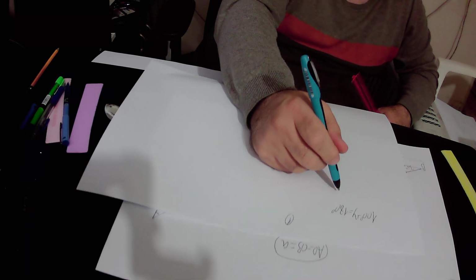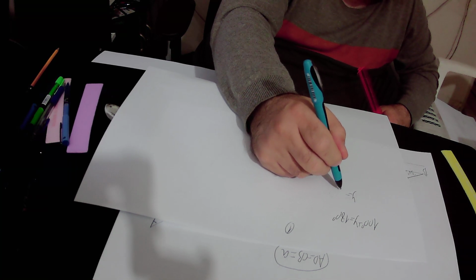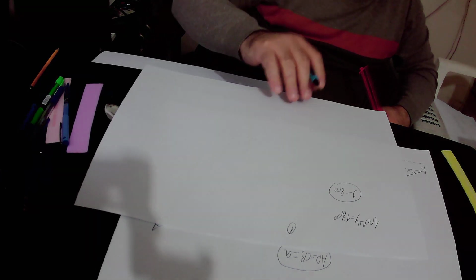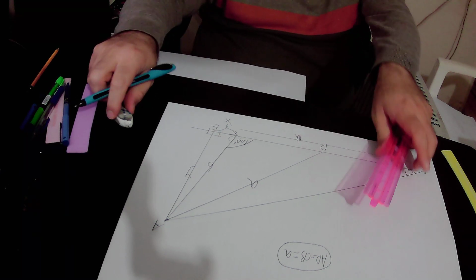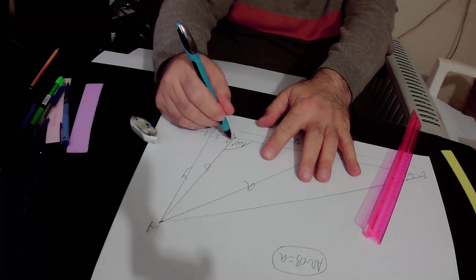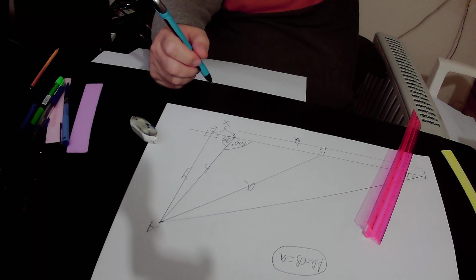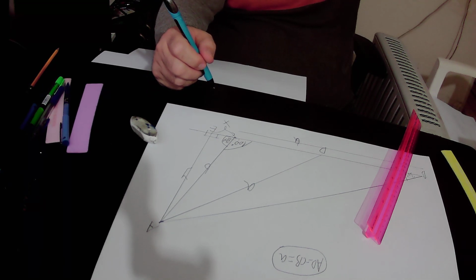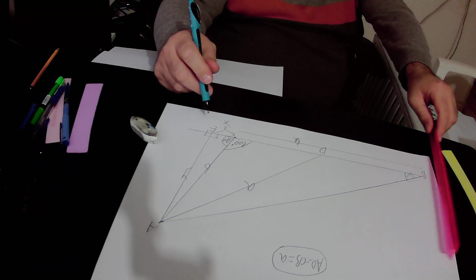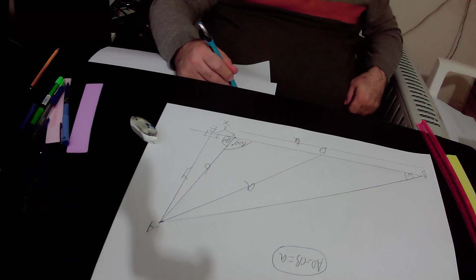Here we will subtract 100 degrees from this equation and we will get that angle Y equals 180 degrees minus 100 degrees, which is 80 degrees. So we found out that angle Y is equal to 80 degrees. We'll substitute angle Y by 80 degrees. And we will focus on the right triangle, triangle ACE.